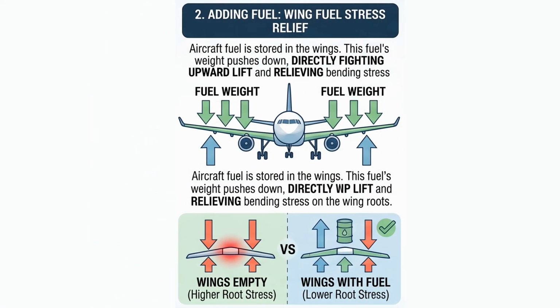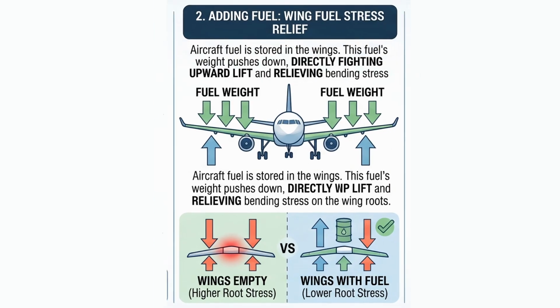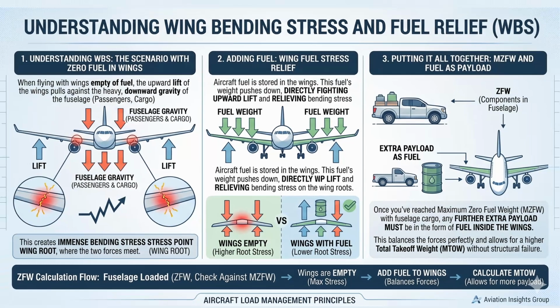But watch what happens when we fill the wings with fuel. Because aircraft fuel tanks are located inside the hollow wings, the weight of the fuel pushes down on the wing structure itself, directly fighting against the upward lift. It actually relieves the bending stress on the wing roots. That's why any extra payload past your maximum zero fuel weight must be in the form of fuel inside the wings. It balances the physical forces perfectly.